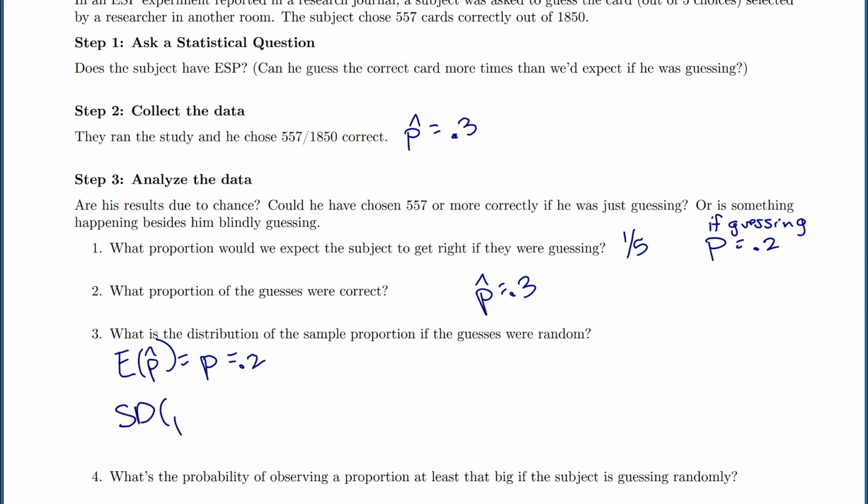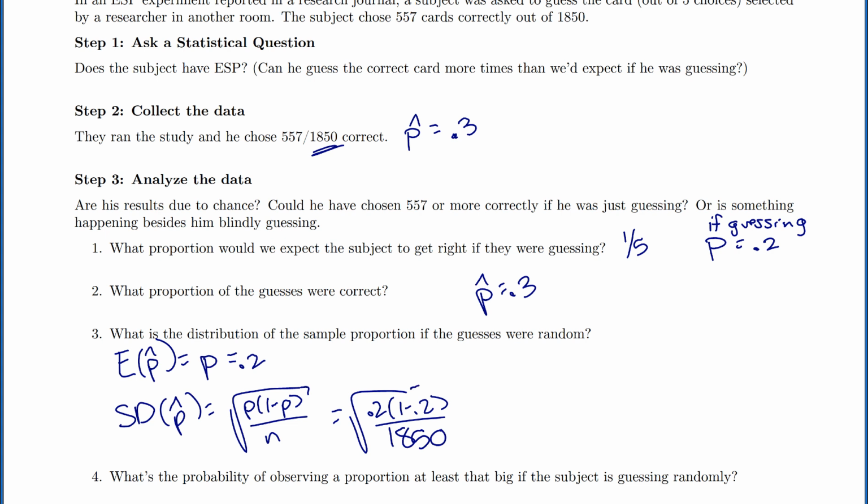The standard deviation of p hat would be equal to the square root of p times 1 minus p over n. So the square root of 0.2 times 1 minus 0.2 divided by n, which is 1850. So we get 0.009.